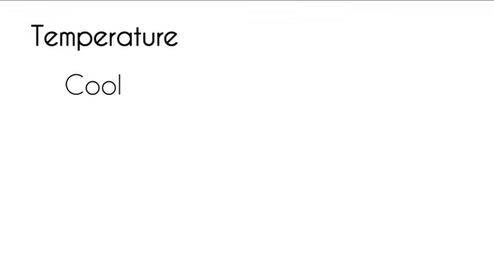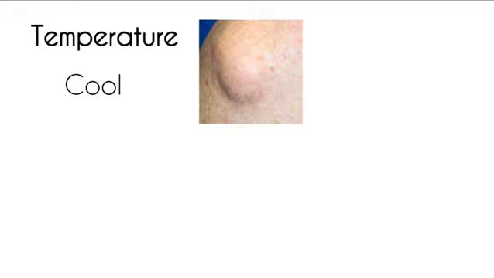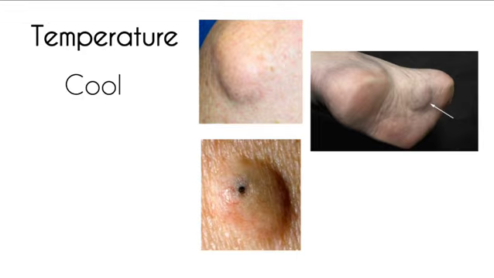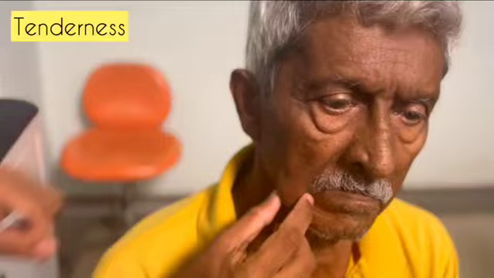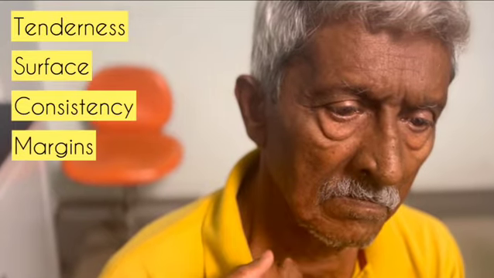Cold, cool lumps are suggestive of chronic or neoplastic conditions. Likely causes are lipomas, fibromas, sebaceous cysts, benign tumors, malignant tumors, and tuberculous lymphadenitis. Using the pads of your fingers, gently palpate the lump while looking at the patient's face for any tenderness. Carefully examine its surface, noting its consistency and margins.